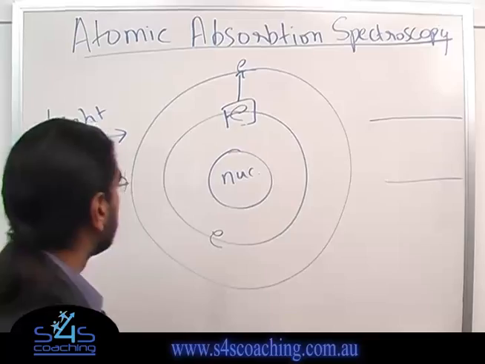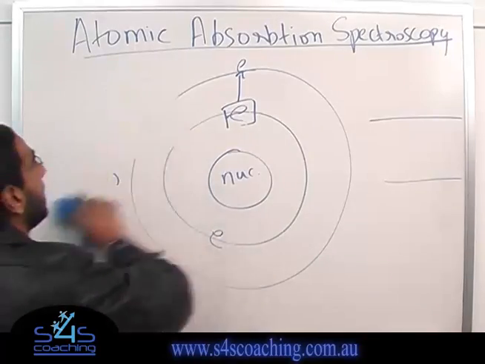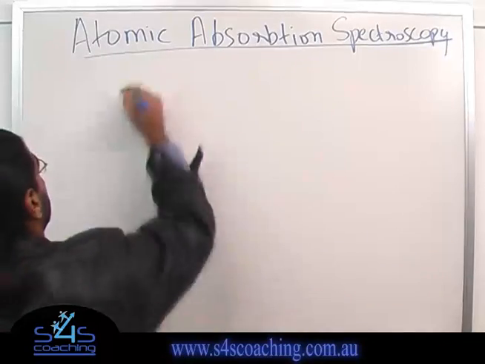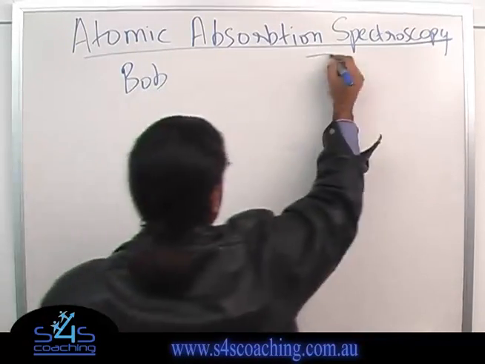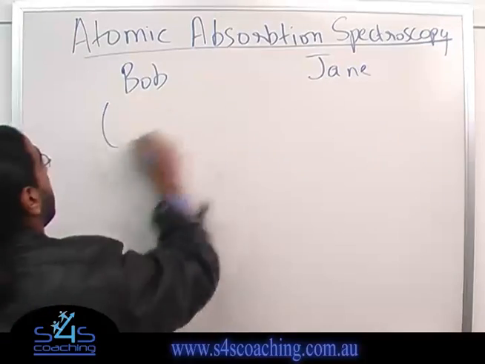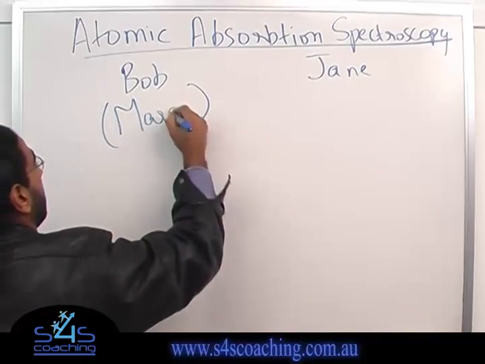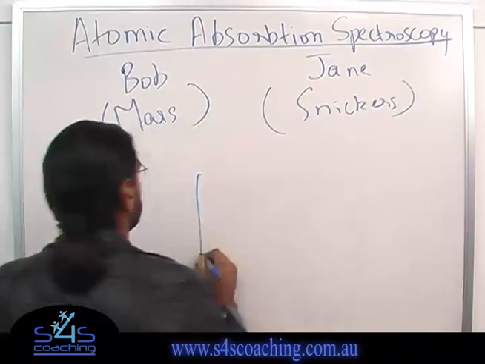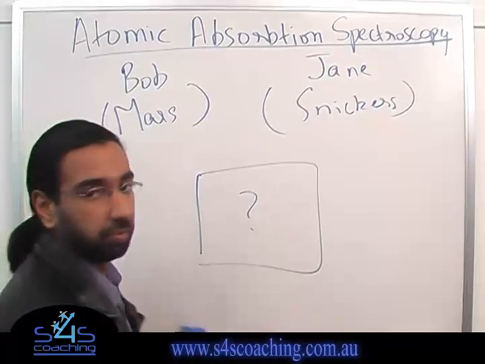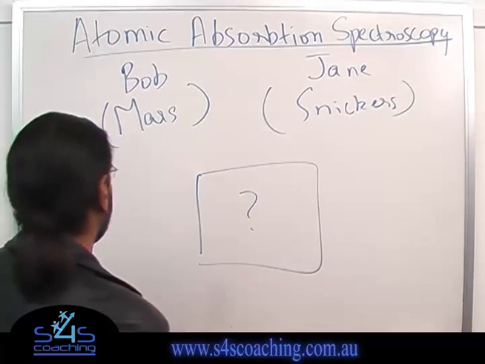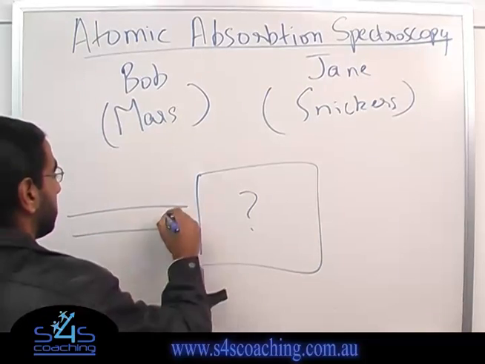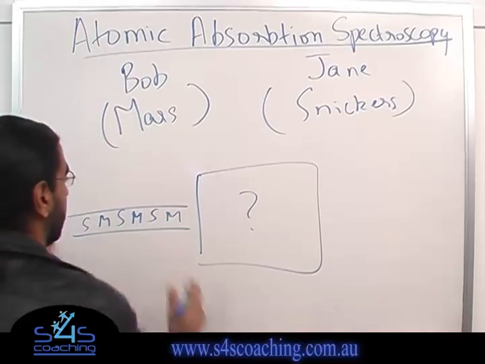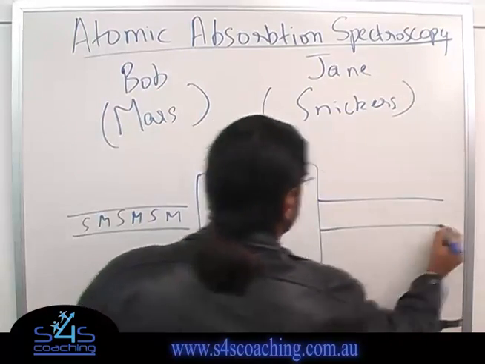An analogy for AAS is kind of like this. Supposing I have two people, Bob and Jane. I know that Bob likes Mars bars and Jane likes Snickers. And I have a room, and I do not know who's in the room. So what I do is, I make a conveyor belt and I put Mars bars and Snickers, and Mars bars and Snickers, and Mars bars and Snickers. I put it through, and I look at what's coming out on the other side.